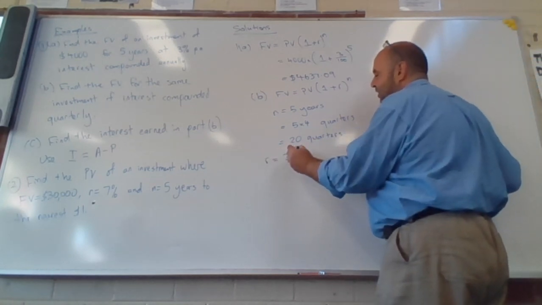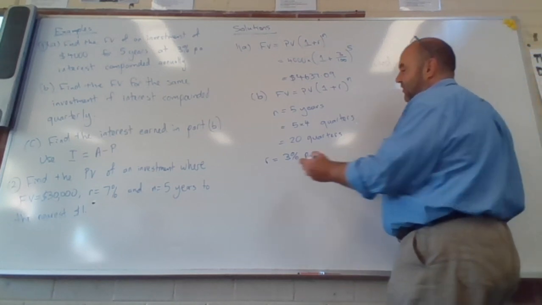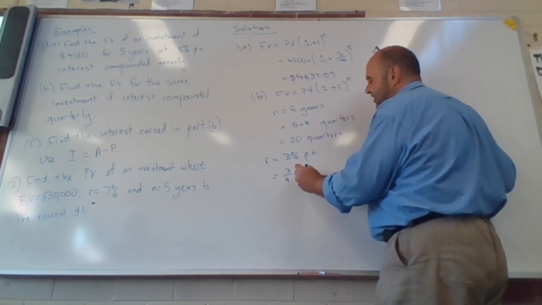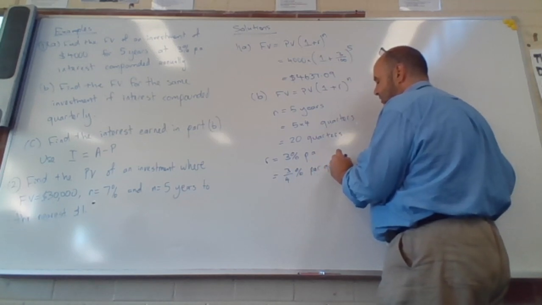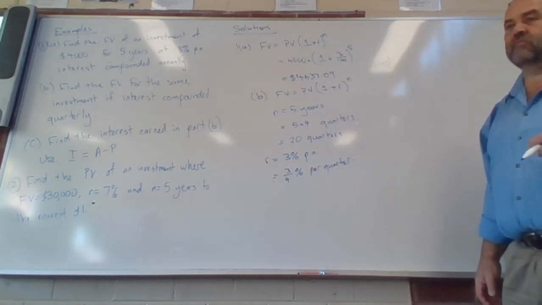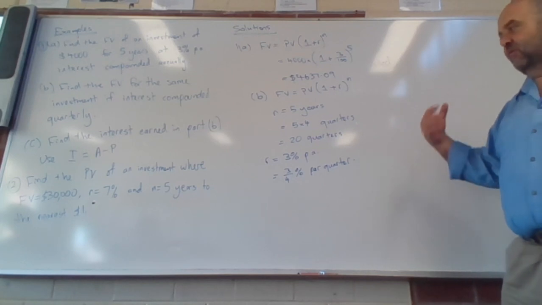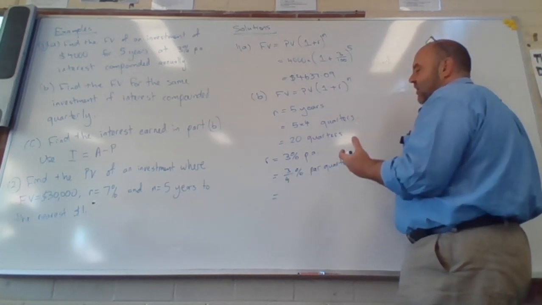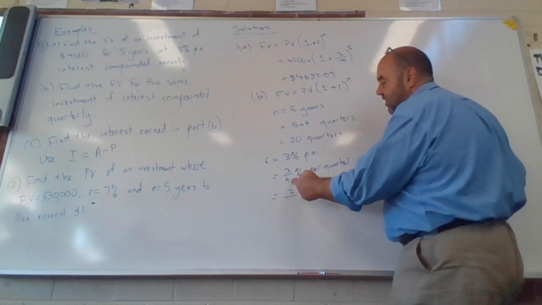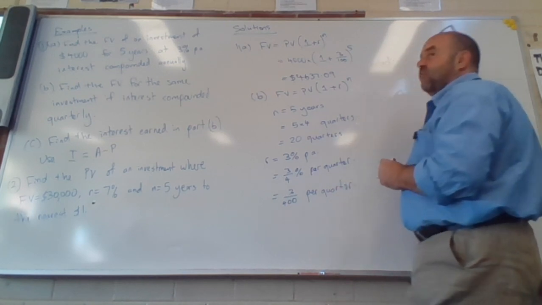R is 3% per annum. So it's going to be 3 divided by 4% per quarter. If it's 3% over a whole year, and I want to know what it is over a quarter of a year, I divide it by 4. Now, I'm going to change this from a percentage to a fraction while I'm here, so I don't have to do it later on. 3/4%. Again, the easiest way to change a percentage to a decimal or a fraction is to divide by 100. That's going to be 3 over, and to divide by 100 is easier, stick 2 zeros on the bottom. So it's 3 over 400 per quarter.